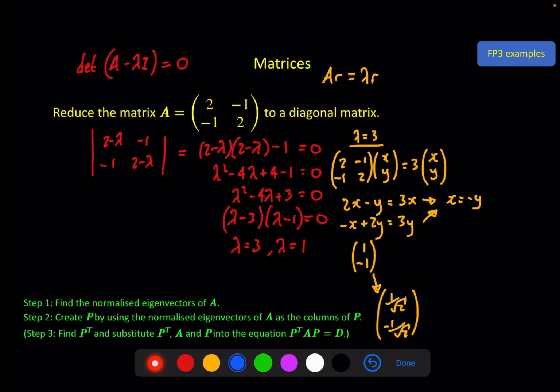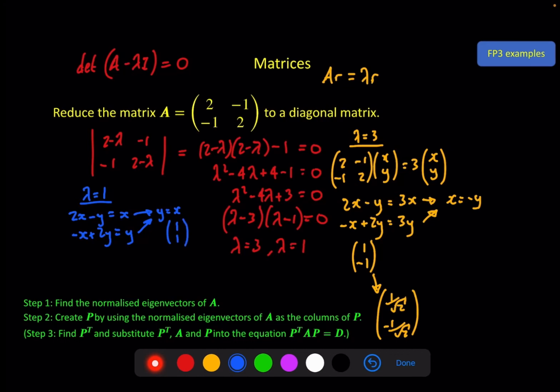Okay, I'm running out of space a little bit. I'll jump over to the left for lambda is equal to 1. And here we get 2x minus y must equal to 1x, and minus x plus 2y is equal to 1y. So I've got minus y is equal to minus x, so that's y is equal to x, and here I've got the same thing. So a very similar relationship, so I'm going to choose the easiest, 1, 1.